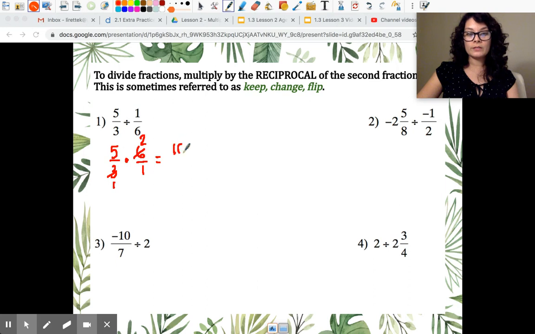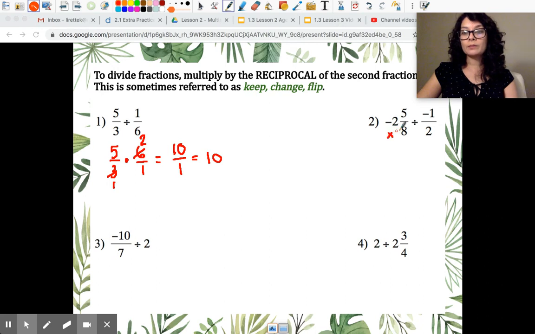5 times 2 gives me 10, 1 times 1 gives me 1, or if you're doing this in a calculator, it should just give you an integer answer of 10. Number 2, I have a mixed number here, so I actually want to, again, use strategies from the last lesson and convert it to an improper fraction.